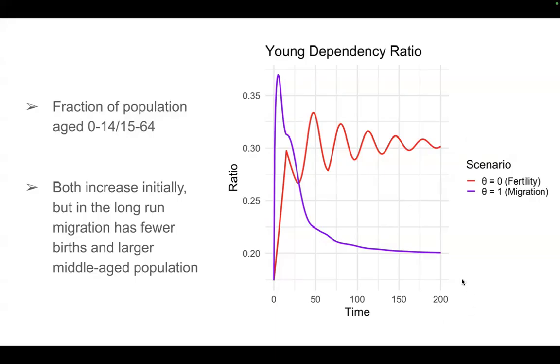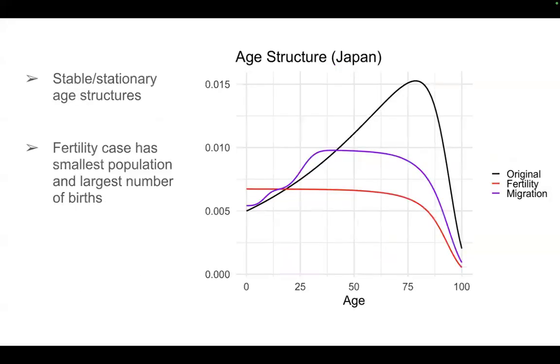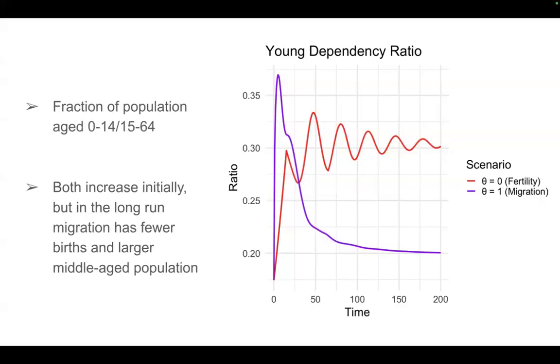And so this is years. And so even at 200 years, we're not at the stationary state. So that's why it's important to look at these transient temporal dynamics and not just the stationary cases like I was showing you in the previous slide. Okay, so this is the young dependency ratio.